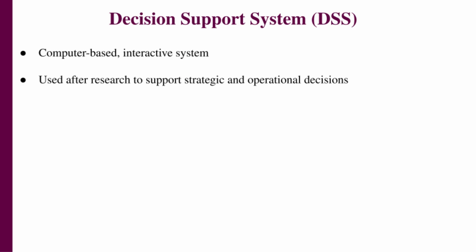A DSS is a computer-based interactive system. It supports strategic and operational decision-making by integrating data from MIS, intelligence, and research. For example, a hospital DSS can simulate resource allocation scenarios, helping managers decide whether to add new services, hire staff, or expand facilities. By combining internal records, marketing intelligence, research, and DSS, MIS enables organizations to make evidence-based decisions and respond dynamically to market and patient needs.